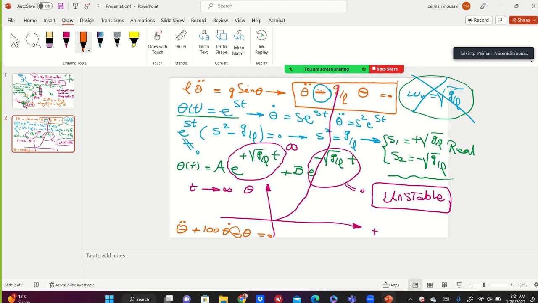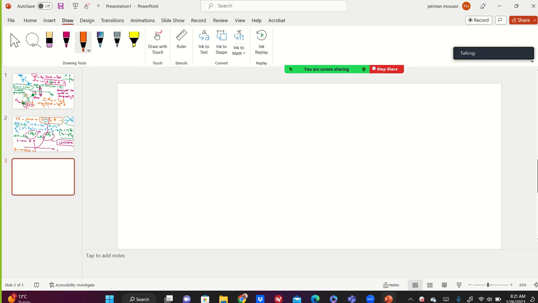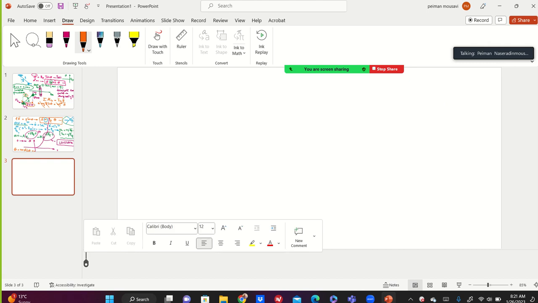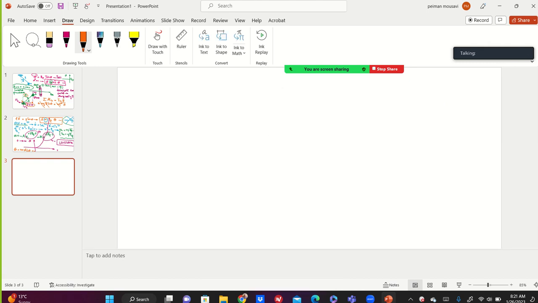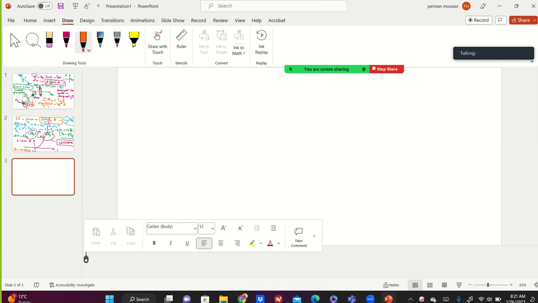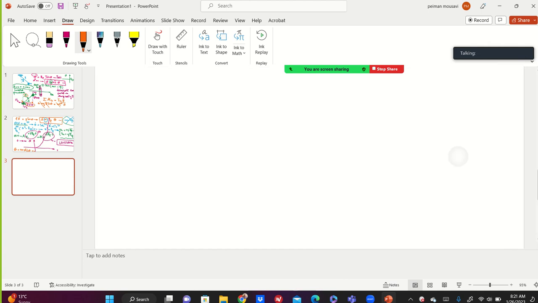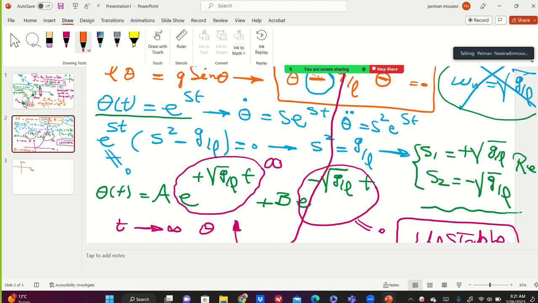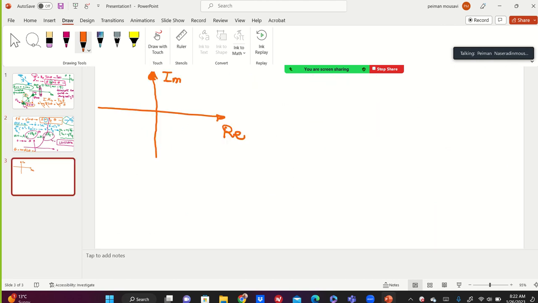So now let me go to the complex plane. New slide. If I plot that in the complex plane, real, imaginary, we have real roots. One of them is positive, say, here we go. Another is negative. Both are real, so they are located on the real axis.